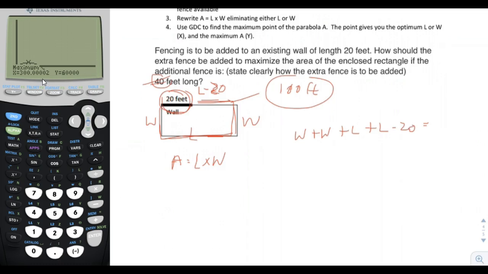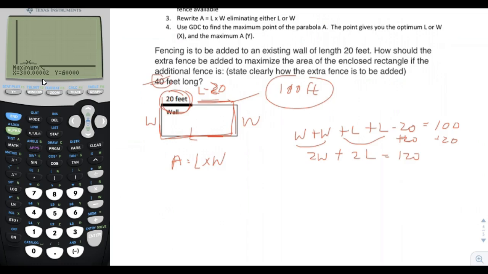equals 100. Right? Okay. And then we can combine the W's into 2W. We can combine the L's into 2L. And then we can add 20 to both sides. And then we'll get 120 here.